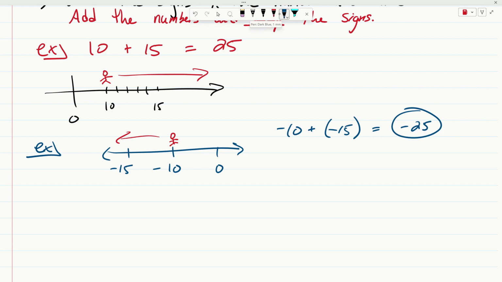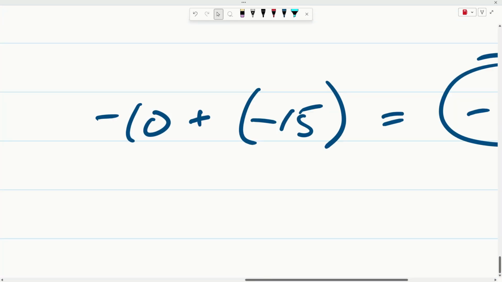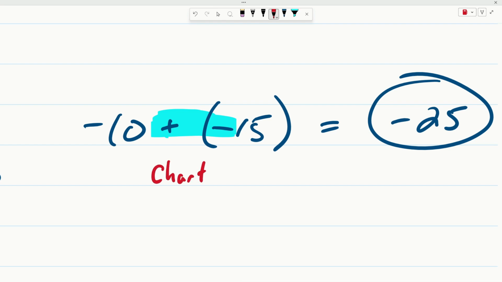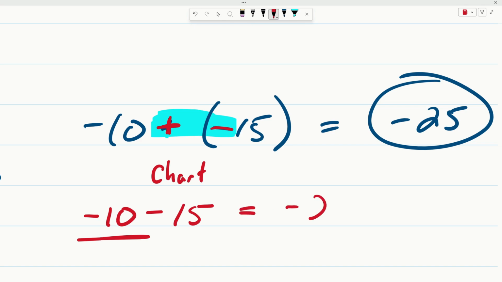The other thing I want to go over real fast is sometimes, and I'm going to zoom in for us, when we see two signs back to back, you want to go back to that chart that I gave you earlier, all right? You have a plus and a minus back to back. If you think about that in terms of multiplication, a positive and a negative make a negative. So really, another way that you can write this problem is negative 10 minus 15. But if you think about it, once again, you're standing at negative 10, and then you're moving 15 units to the left. So signs are the same. Add the numbers, keep the sign.